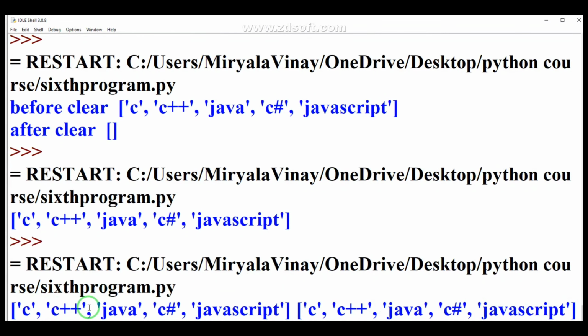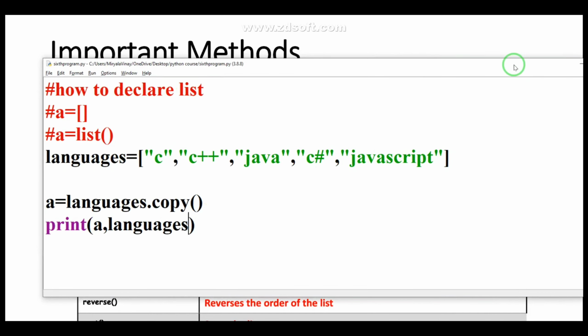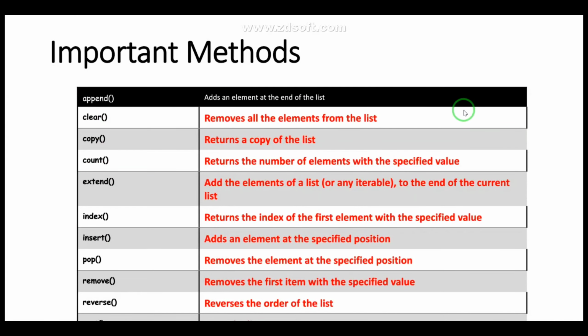Means the first one is a list, the second one is the languages list, and you can see both lists are the same. So using the copy method we can create a copy of an existing list, and we can create another list also. And count, you have heard this count method in strings also. It will return the number of elements with the specified value.